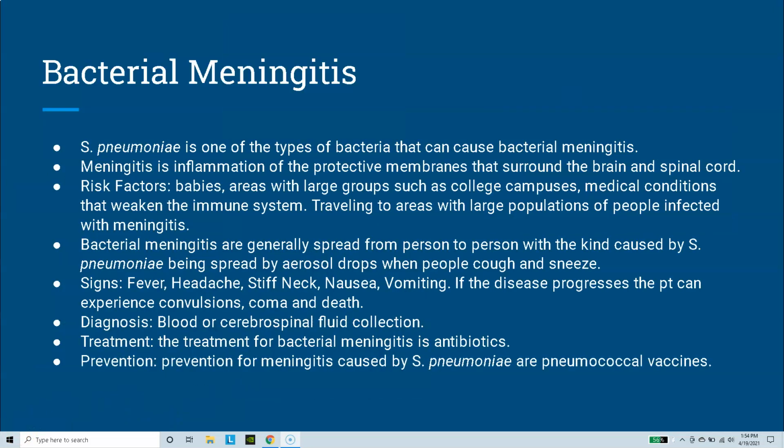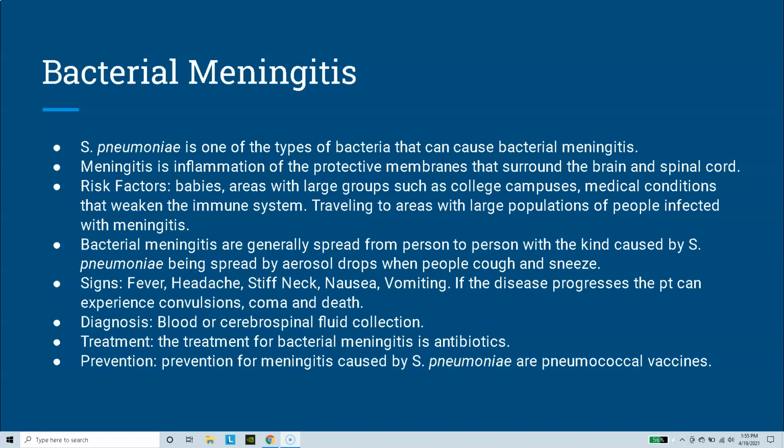Another disease caused by Streptococcus pneumonia is bacterial meningitis. Meningitis is inflammation of the protective membranes that surround the brain and spinal cord. Risk factors are babies, areas with large groups such as college campuses, medical conditions that weaken the immune system, and traveling to areas with large populations of people infected with meningitis.